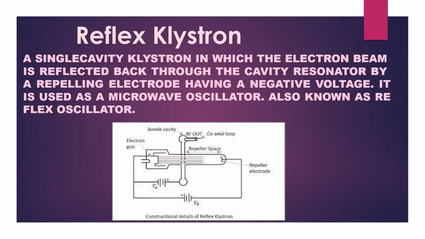The basic principle is that when the electron beam is emitted by the electron gun assembly, it passes through this cavity and goes to the repeller space, and as you can see, the repeller electrode is connected to a negative potential. The electrons will be repelled by the repeller, and all these electrons will be fed back to the anode cavity, where they will form a bunch and the RF output will be taken.